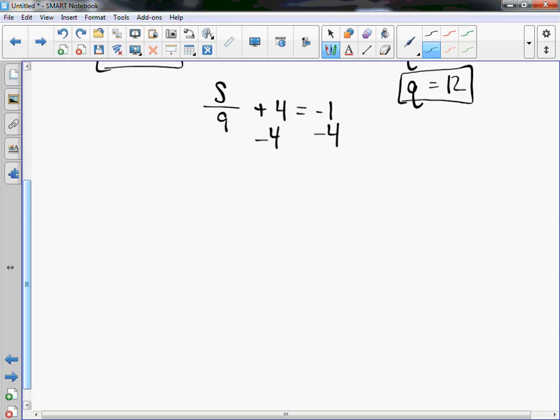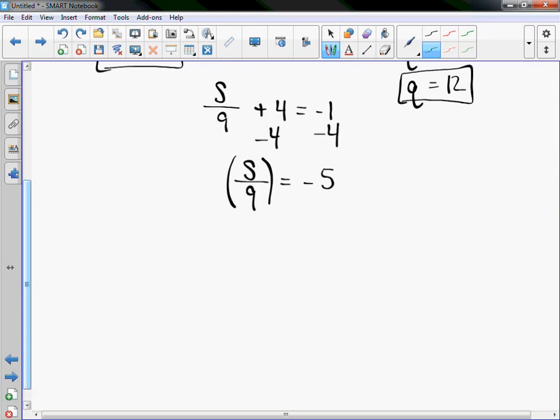So I still have s divided by 9. And then plus 4 minus 4 is 0. And then I have -1 minus 4, which is -5. And then to get rid of a 9 that's divided, I want to multiply. So I'm going to multiply both sides by 9.